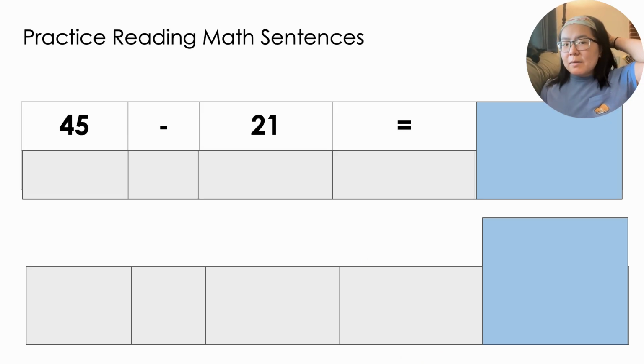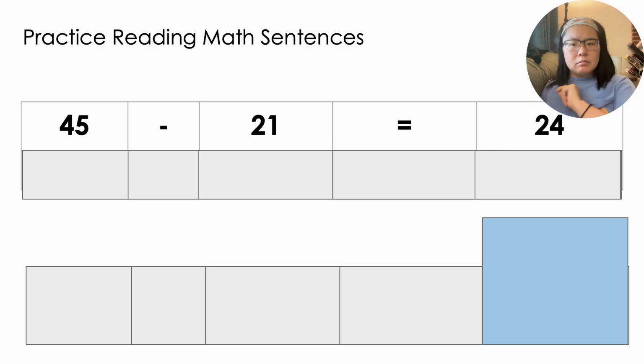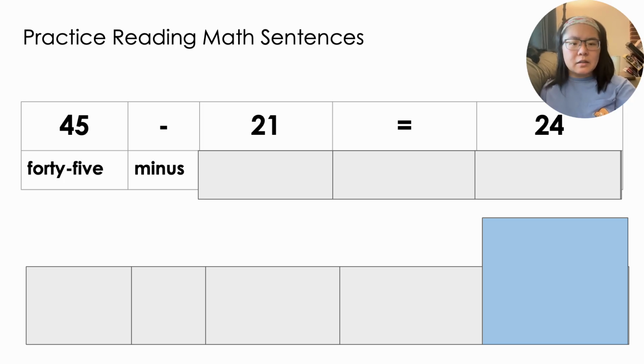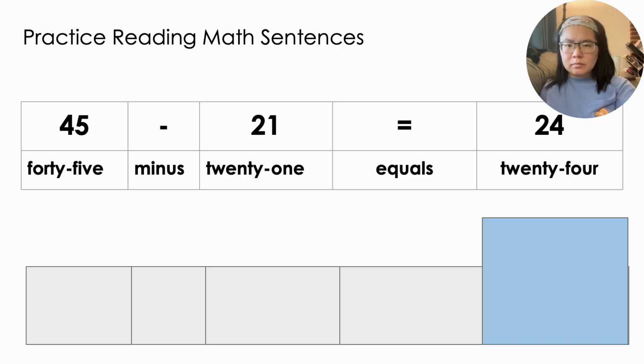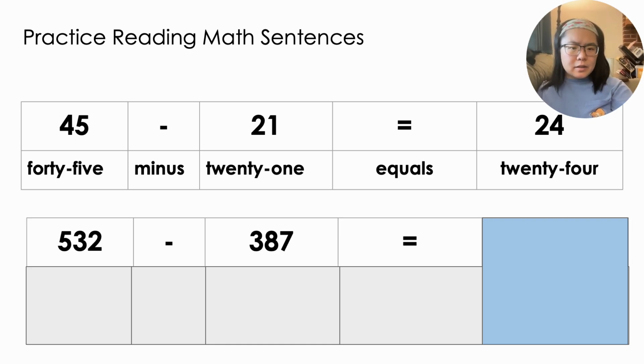And let's practice reading the math sentences. I'll give you a minute to look at these numbers, and we can pause and think about the answer as well if you want. So, okay, for number 1, we have answer first, and let's read the sentence together. 45 minus 21 equals 24. Good. Okay, next, here are the numbers.